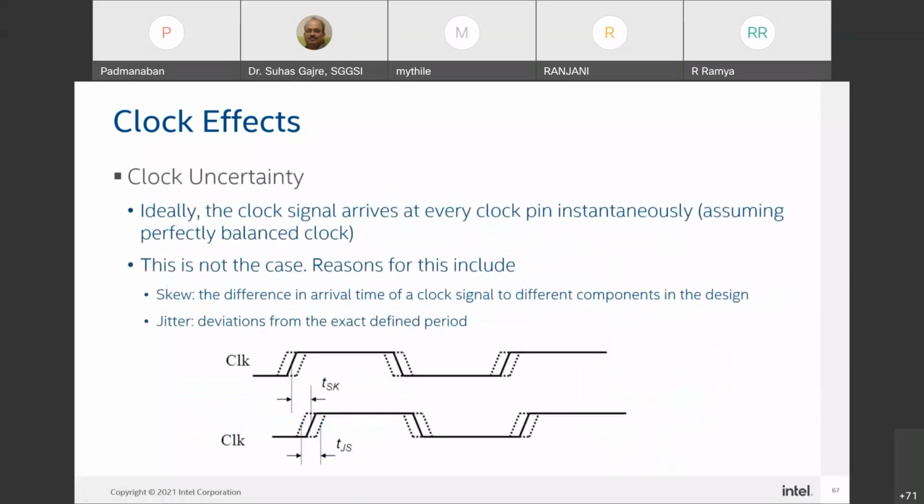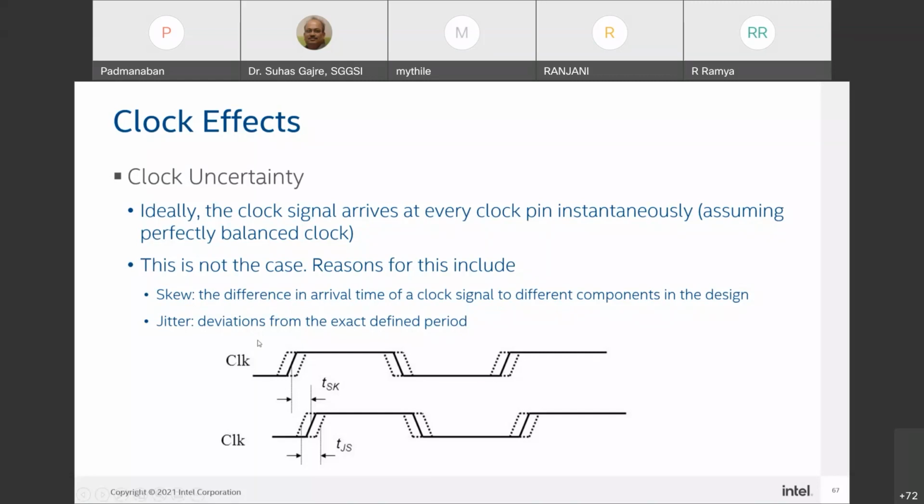Another thing we need to understand is called uncertainty. While explaining the concept, I gave the idea, but you may not have had a clear picture of what is happening. Now you will get a clear picture. First, one is called skew. The difference in arrival of the clock between 2 successive registers, as I explained, is known as clock skew. And the other one is deviation from the exact defined period. That means frequency variations in the clock source are called jitter.